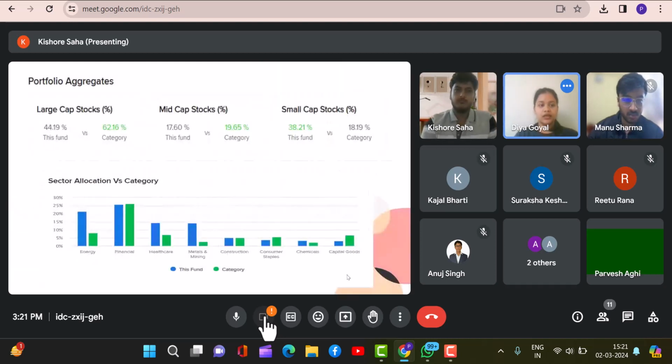Moving to the next slide. This Quant mutual fund scheme portfolio aggregates large market capitalization stocks, so this fund has 44.19% holding, whereas the category of this mutual fund holds 62.16%. In the mid cap stocks, this fund has 17.60 versus the category 19.65, and similarly the small cap percentage of stock is 38.2 for the fund and the category holds 18.19 percent of stocks. And the sector allocation versus category: the Quant mutual fund has 22% invested in energy, whereas the flexicap category has only 7 to 8%.